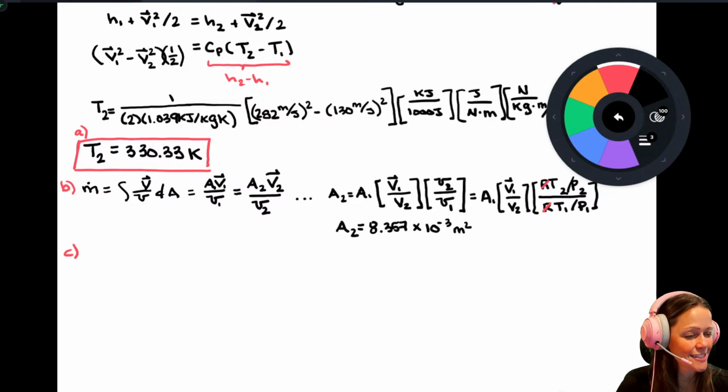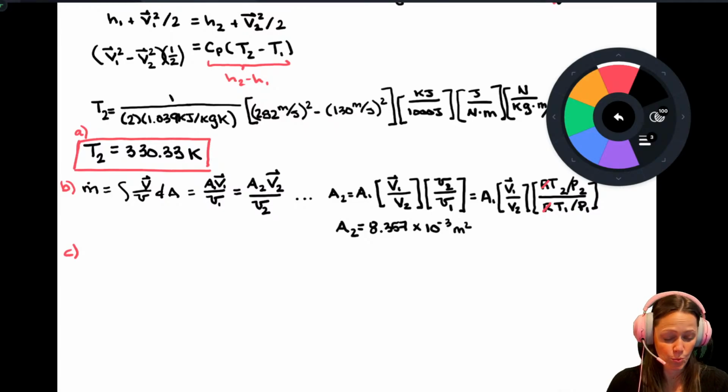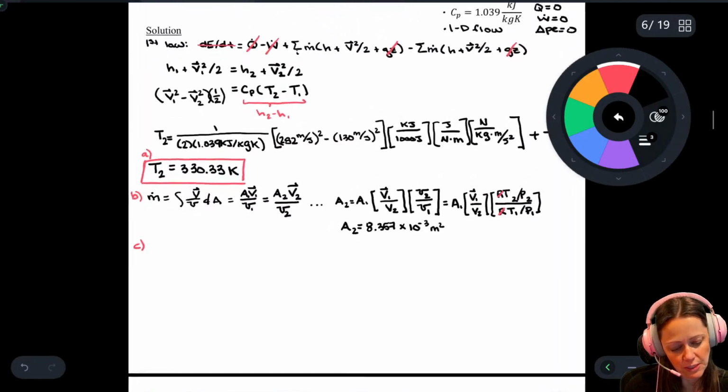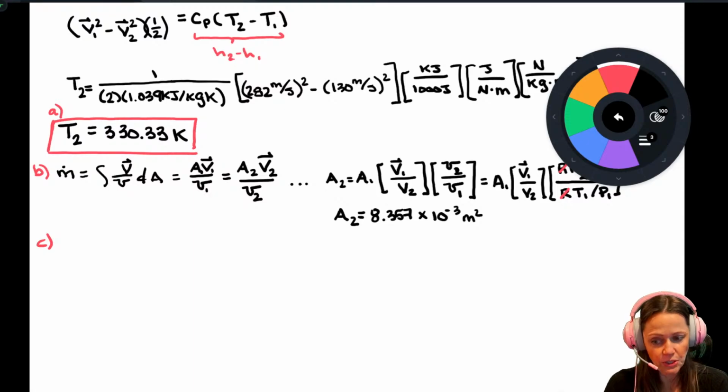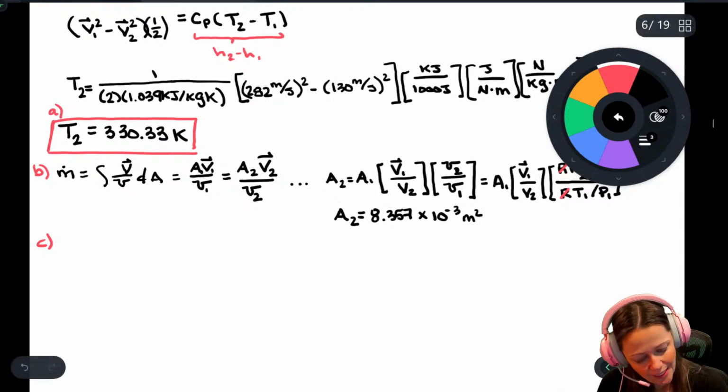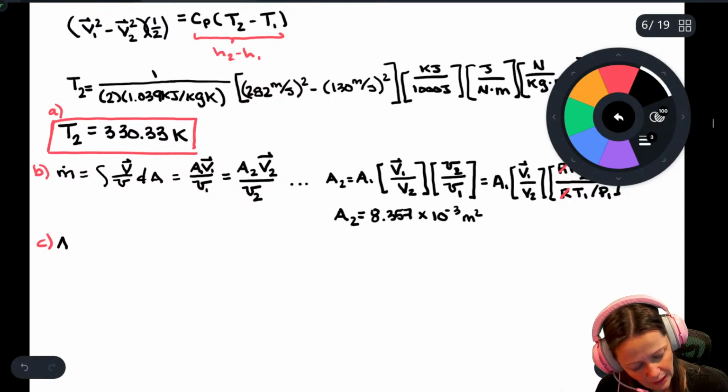All right, very last thing we're supposed to do is find the rate of entropy produced, and we want the units to be sigma dot over m dot. We want the units to be kilojoules per kilogram K. And so we're going to apply our entropy balance.